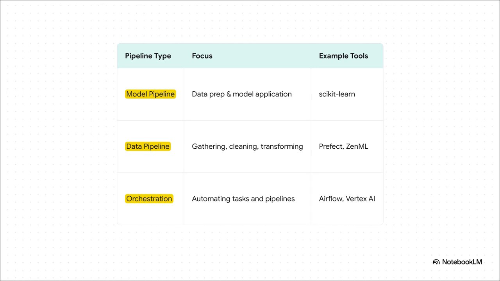Now, it's important to note that the word pipeline can mean a few different things. You've got these huge data pipelines for grabbing and cleaning data, and then you have orchestration tools like Airflow that manage entire complex workflows. But for us today, we're zooming in on the model pipeline. This is all about preparing data specifically for a model and then applying that model. And we're going to be using Scikit-learn, which is just fantastic for this.